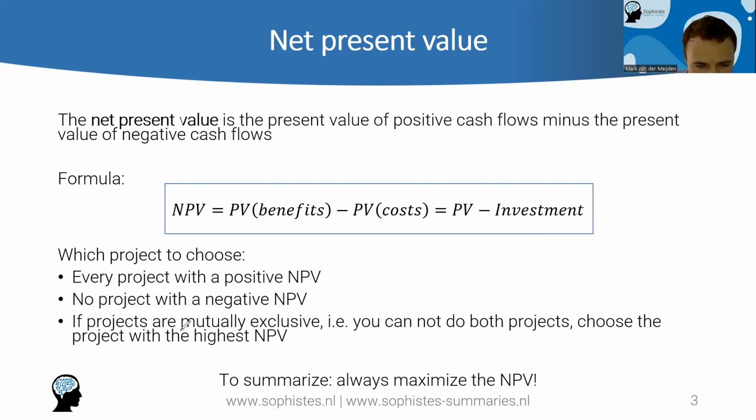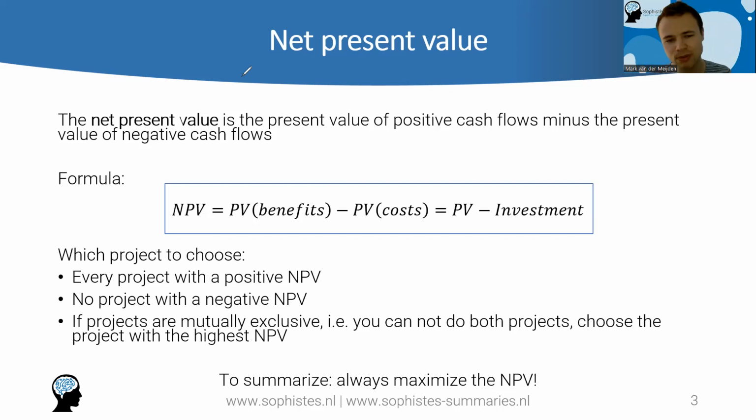And sometimes projects can be mutually exclusive, and that means that you cannot do all the projects at the same time. You can only do one of the projects. Then you should go for the project with the highest net present value. And those are the decision rules. So basically you can summarize it like: always maximize the net present value. That's the main idea of finance.